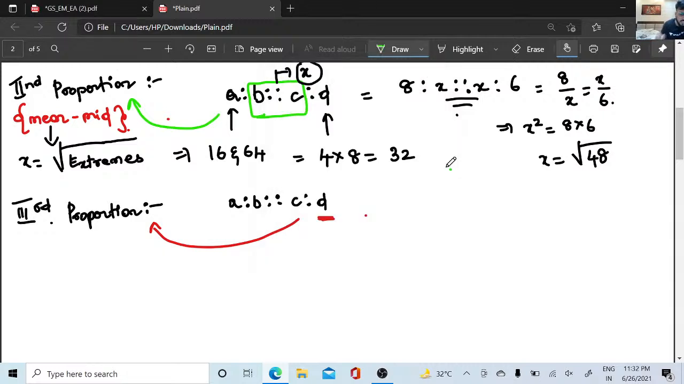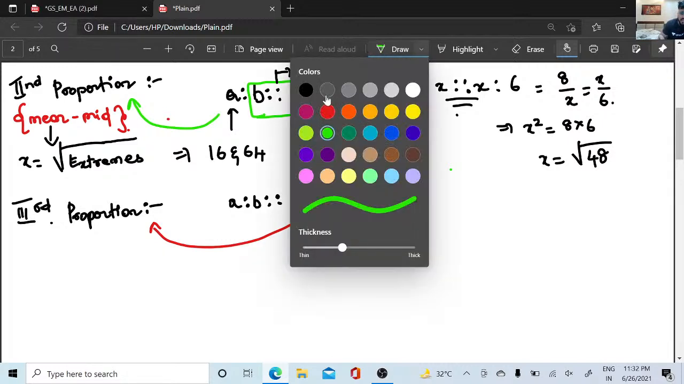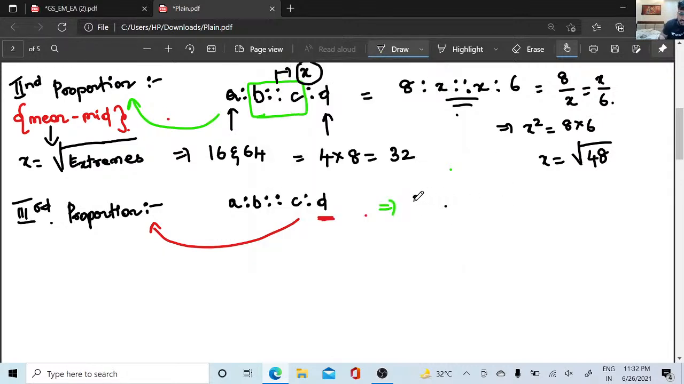Okay, let me take a different color. How to find out the third proportion? If I give you a question, let us take any equation: 9 is to 3 is to 3 is to A. Whatever, let us take it as D only. So what is going to be the value of D here?